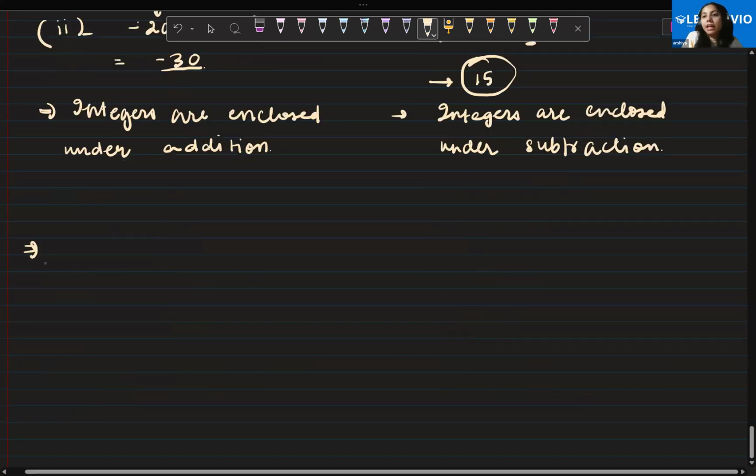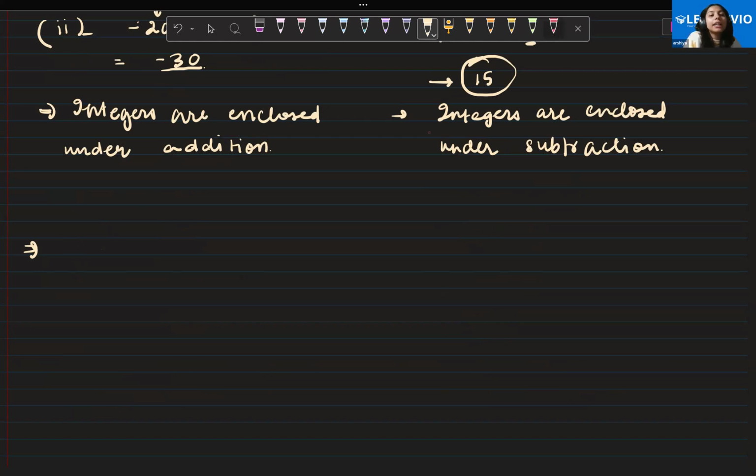Now for multiplication, we have a multiplicative identity, and for addition, we will not have a multiplicative identity. We will have an additive identity. So what will be an additive identity?